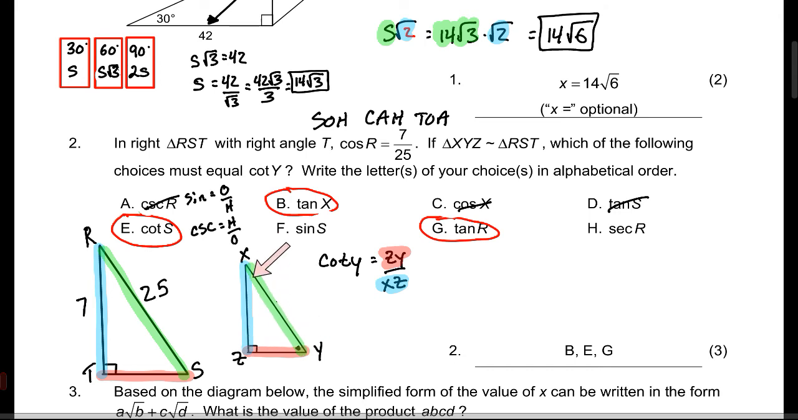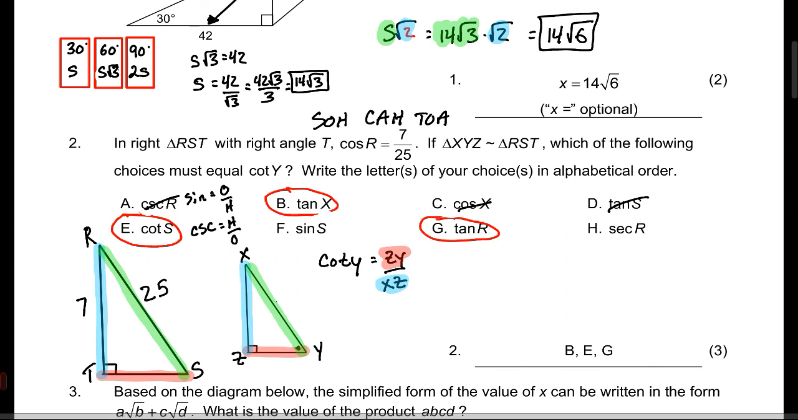We want small side or small leg over long leg. So that's a good one. I'm not going to go through all these, but let's look at another one. It doesn't work out. Sine of S. So I put my finger on S, and I say sine is what? Opposite over hypotenuse. Is that what we're looking for?